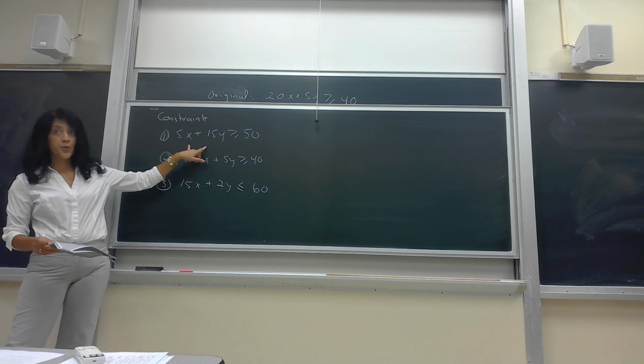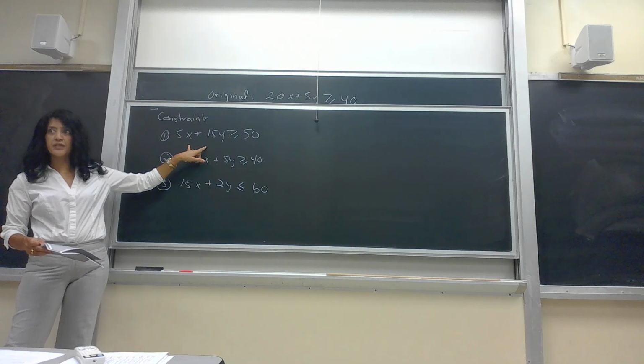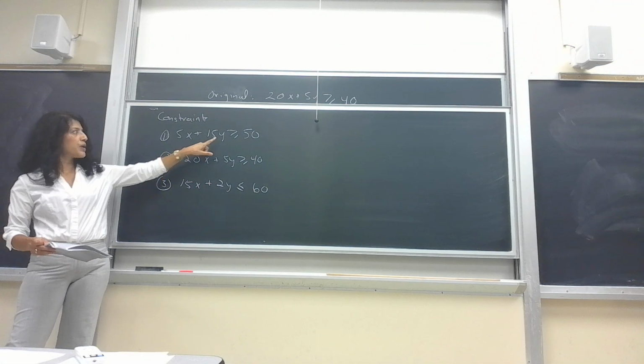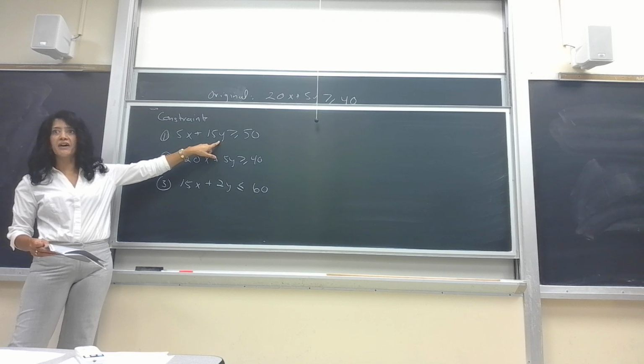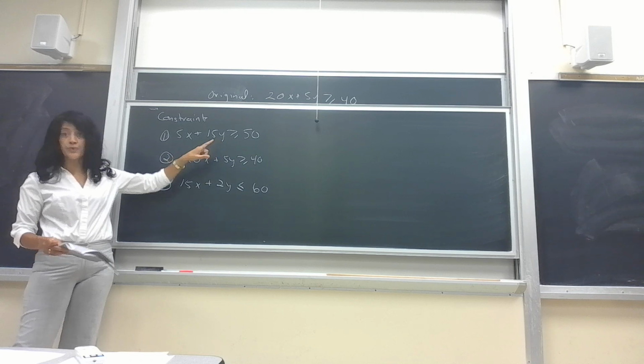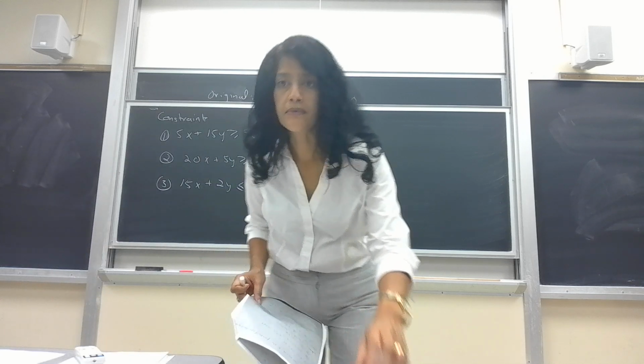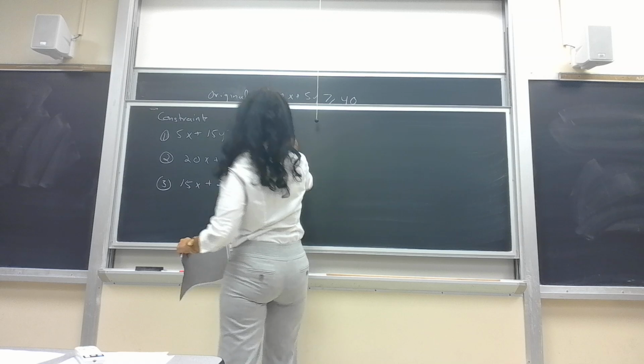I can look at each equation, stick in x equals 0. If I put in x equals 0, I get y is equal to 50 divided by 15. And it's not equal, it's greater or equal, but you get what I mean? I'm not supposed to say these things, but that's what we're doing. So then, intercepts.